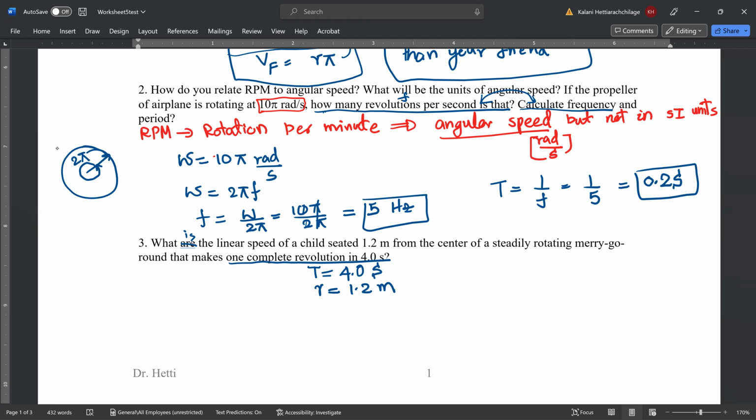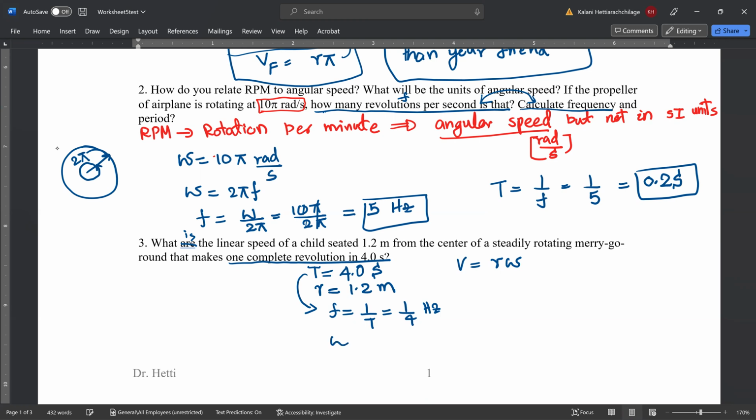meters. Okay, so now question is asking what is the linear speed? So what we know, we can calculate the linear speed if I know R and omega. So R is definitely known, but what is the omega? Now I need to relate this period into the omega. How do you do that? So you calculate the frequency first. Frequency will be 1/period. That will be 1/4. I'm just going to keep as it is.